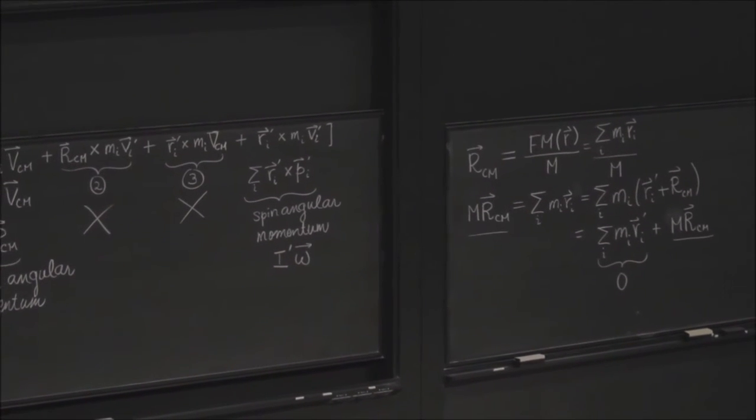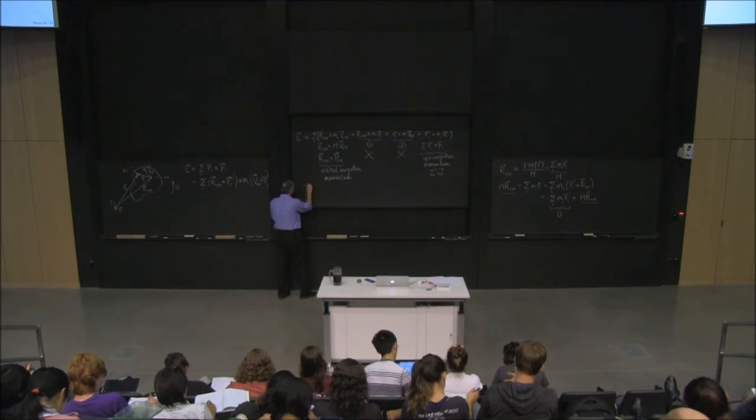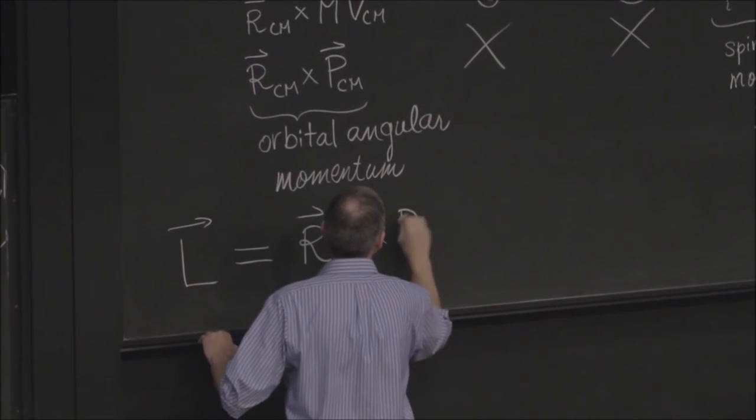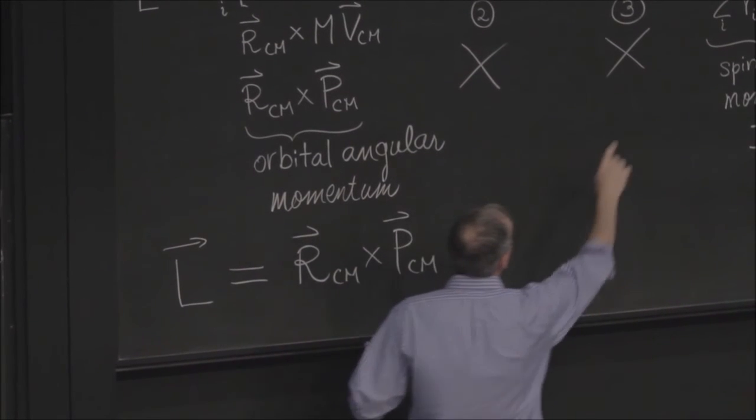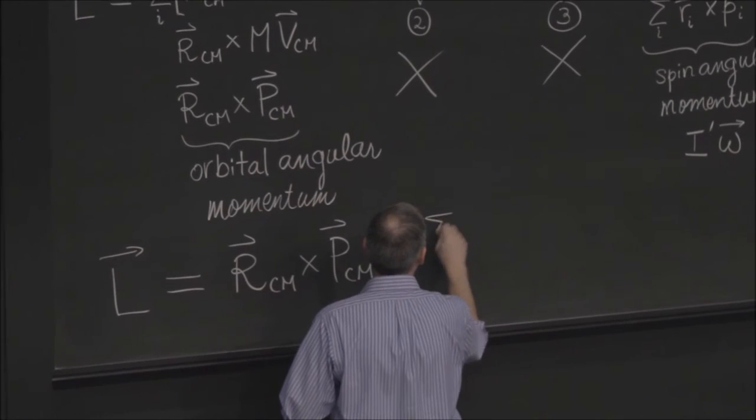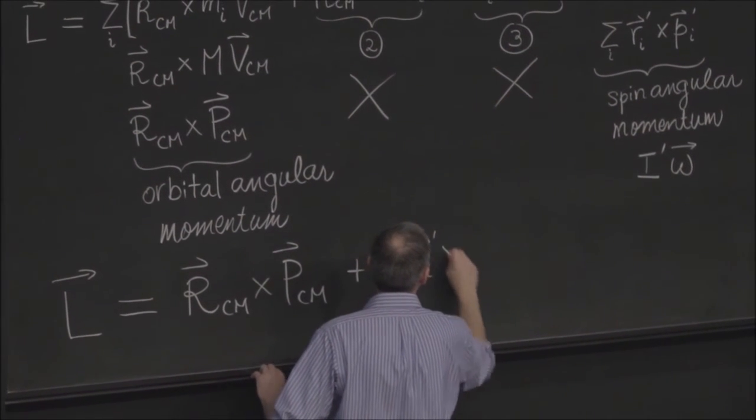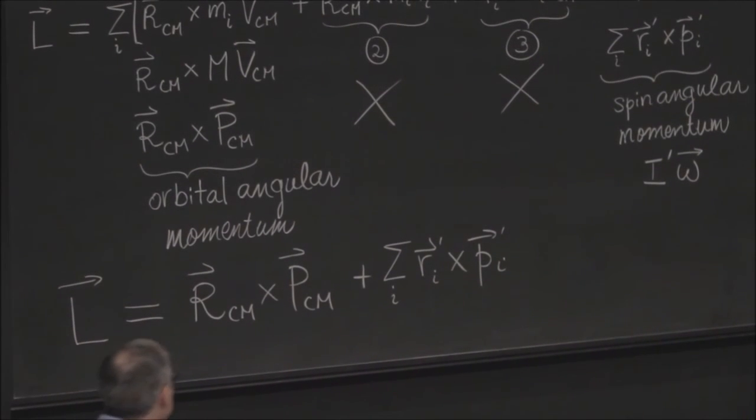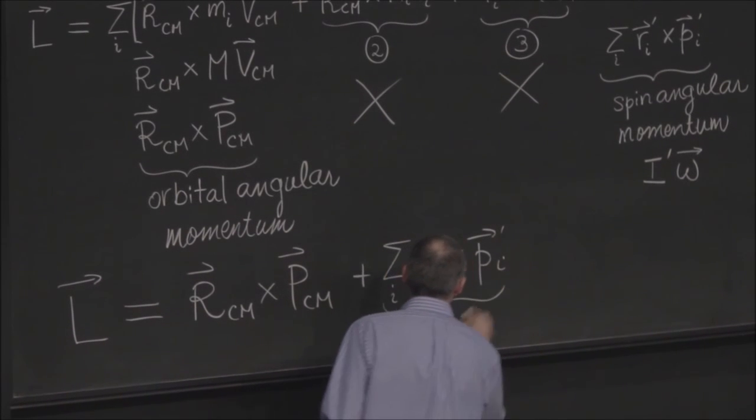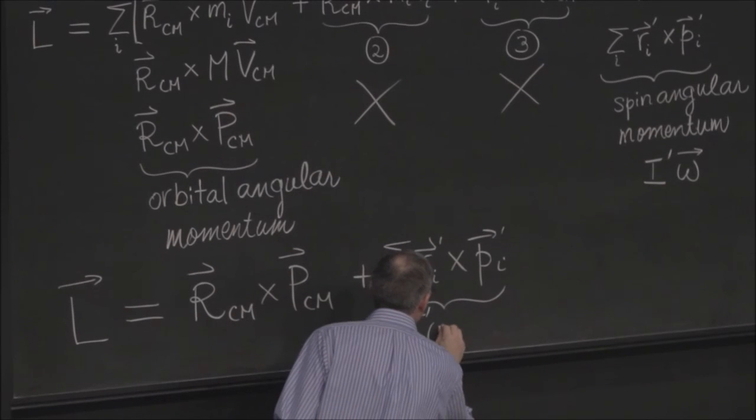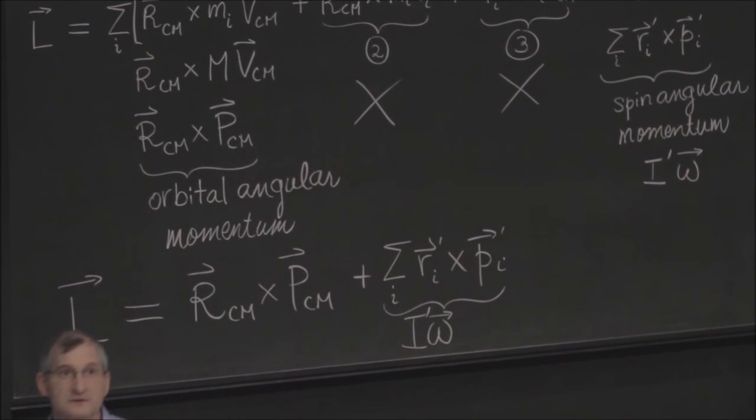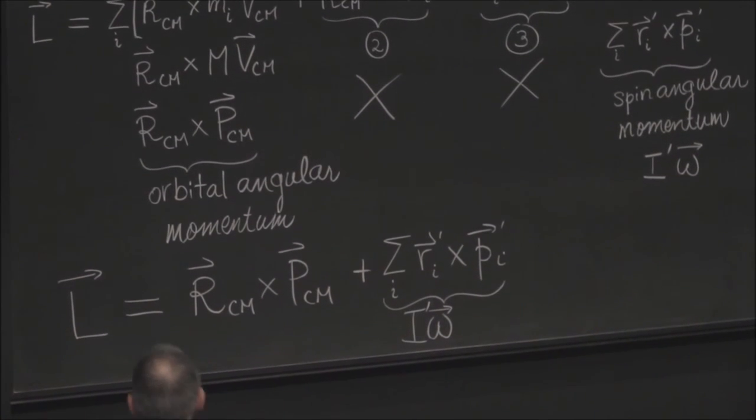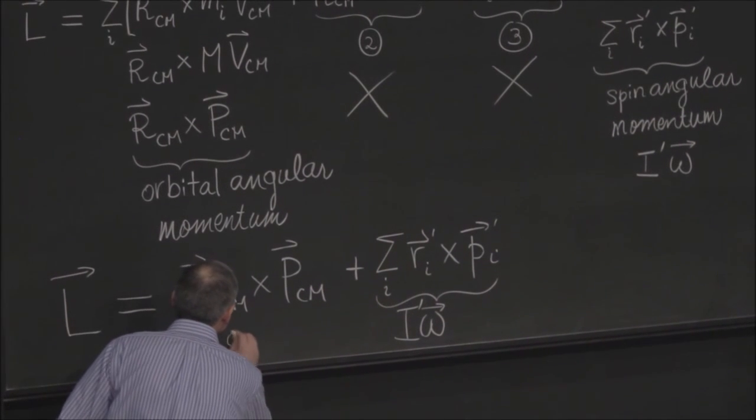And we're left with an expression for the total angular momentum, L, which is equal to R center of mass cross P center of mass plus, well, I'll write it first as the sum on I of R prime I cross P prime I. But for a rigid body, this can be expressed as I prime, I about the center of mass, times the angular velocity. Okay? So total is orbital plus spin.